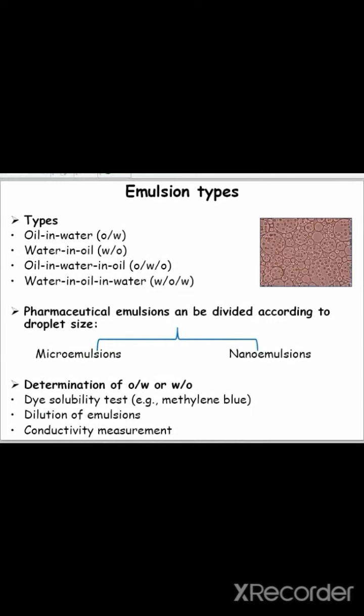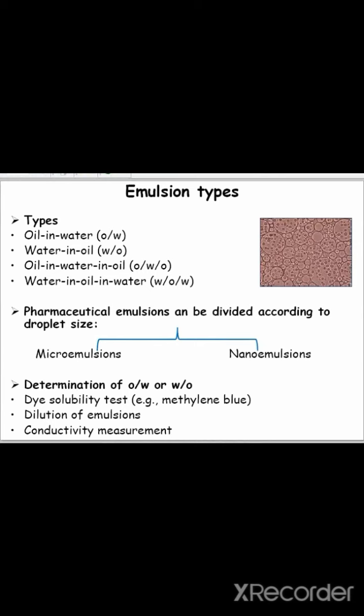Here are the types of emulsion. There are four types of emulsion mainly: oil in water, where oil is the dispersed phase and water is the continuous phase. Water in oil, similarly, oil in water in oil, and water in oil in water. Here these are the four types of emulsion.